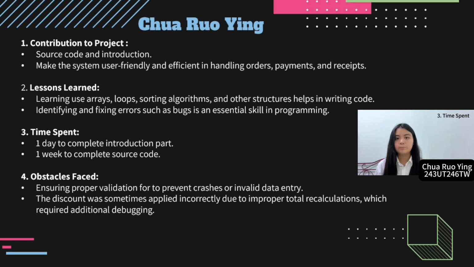To complete my part of the project, I spent 1 day working on the introduction and 1 week developing the source code. During the project development, I encountered several challenges. One of the main obstacles was ensuring proper validation for numerical inputs such as menu selection, PIN entry, and payment choices to prevent crashes or invalid data entry. Additionally, there were issues with discount calculations, where incorrect total recalculation led to errors, requiring further debugging.